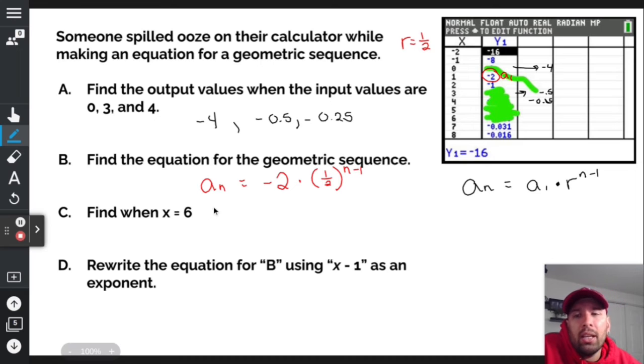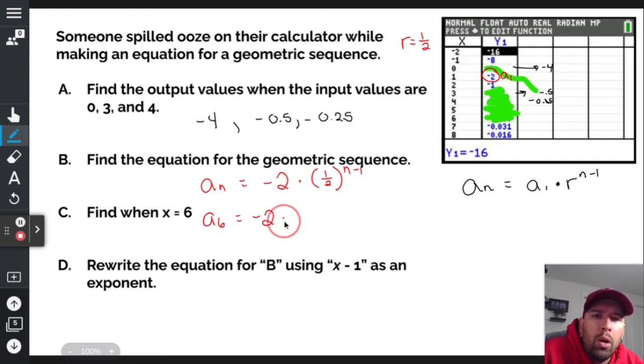Find when x is 6. So in this case, x is 6 implies n is 6. What I need is the sixth term, which I don't have, and I'm not going to keep this process going any further. I'm going to do this using the formula that I just came up with. So a sub 6 is going to equal negative 2 times 1/2 to the 6 minus 1 power, and the 6 minus 1 power is the same as the fifth power.